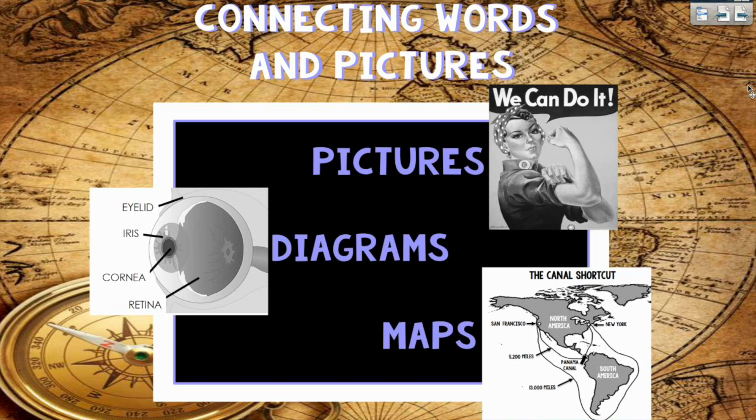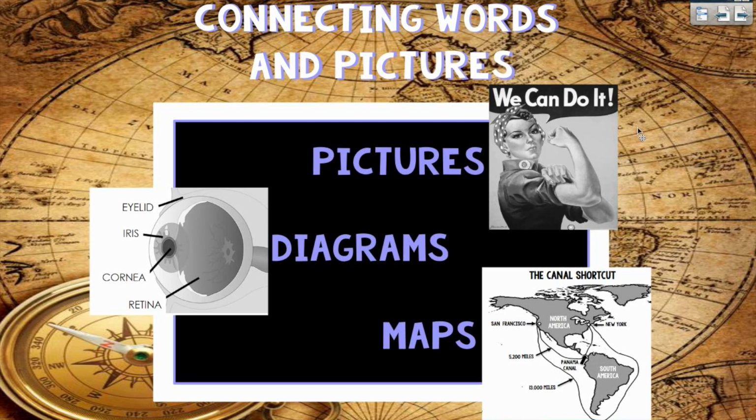Now, whenever you are looking at a nonfiction text, there can be different types of illustrations. There can be pictures, there can be diagrams, and there can also be maps. A picture can add meaning to what you're reading and show you what exactly they're talking about. A diagram is an illustration that labels different important parts that they want you to understand.